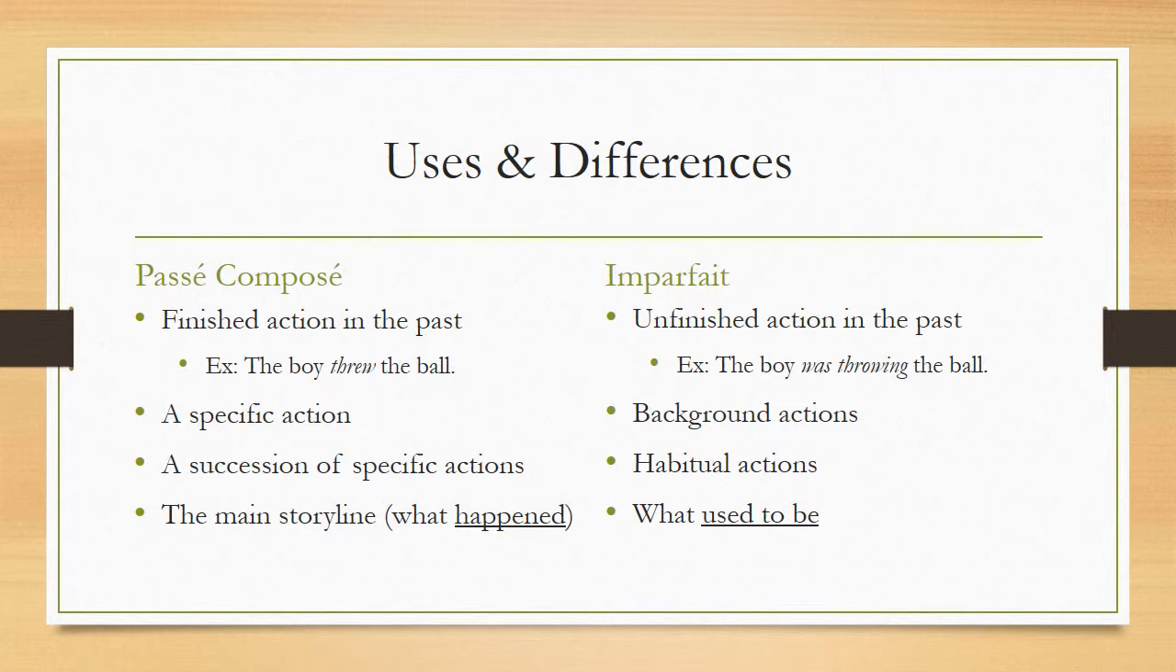And the imparfait is used for unfinished actions in the past. So actions that are ongoing, going on for a certain amount of time in the past. So the boy was throwing the ball. That's unfinished. It's also used for background actions, habitual actions, and it basically just describes what used to be or what was happening.